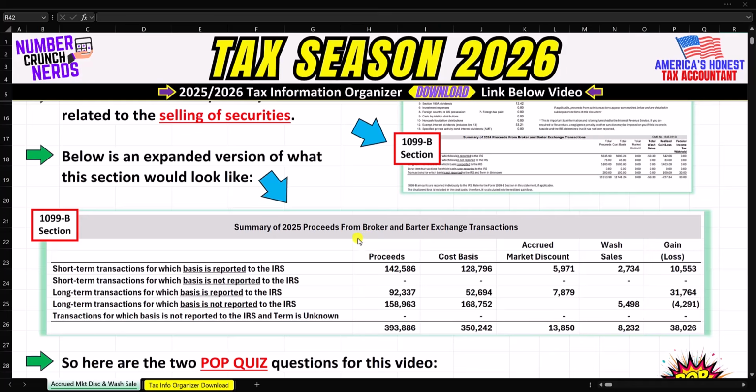So typically what you'll see are the proceeds from your sales. Here's the cost basis related to those positions. Here's the accrued market discount related to those positions. Here are the wash sales related to your transactions. And then ultimately we have the gain or loss on these transactions broken out by the categories short-term versus long-term, covered versus non-covered.